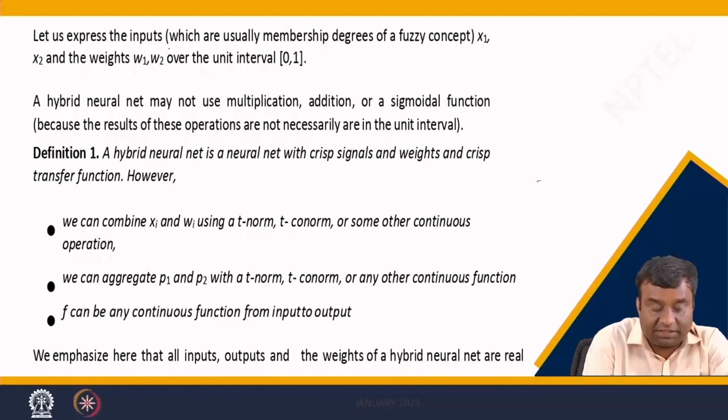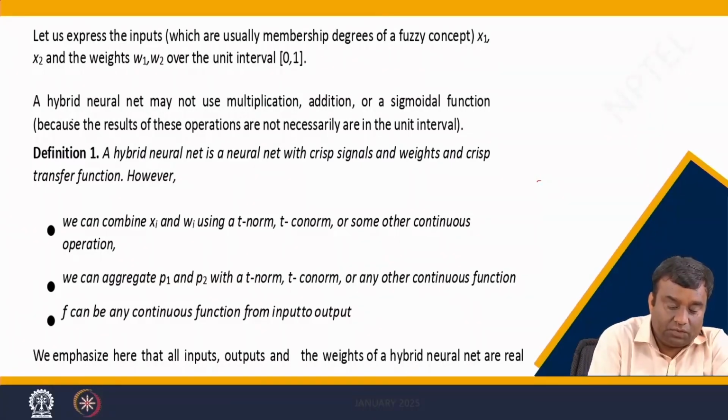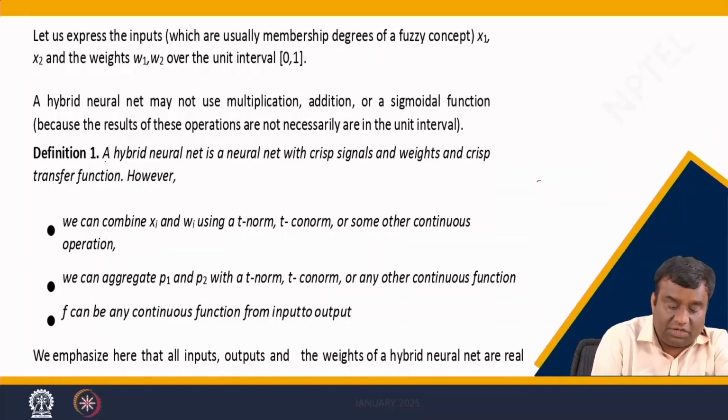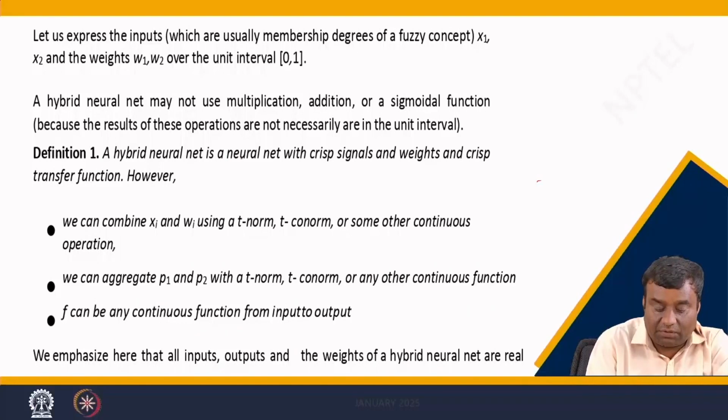Let us express the inputs, which are usually membership degrees of fuzzy concepts x1, x2, and weights w1, w2 over the unit interval [0, 1]. A hybrid neural network may not use multiplication, addition or sigmoidal functions, because the results of these operations are not necessarily in the unit interval. So, definition 1: a hybrid neural network is a neural network with crisp signals and weights and crisp transfer functions.